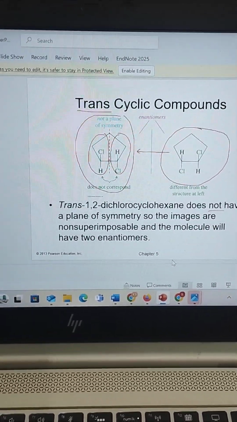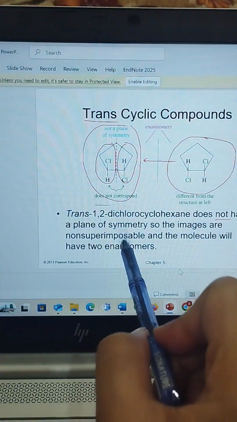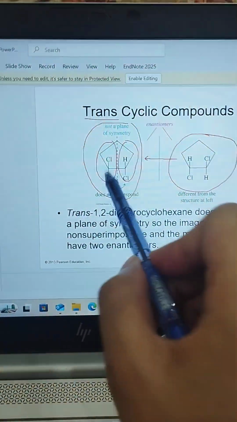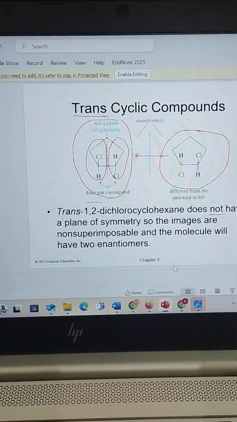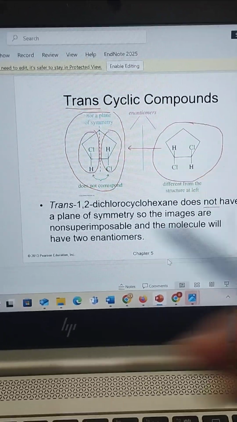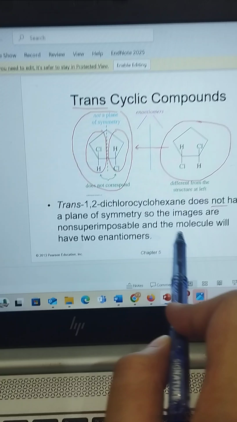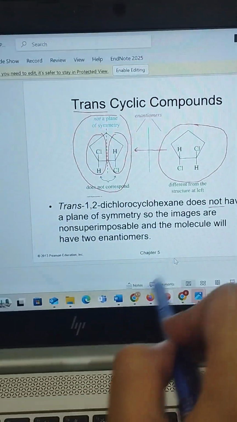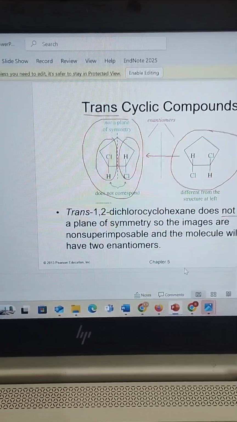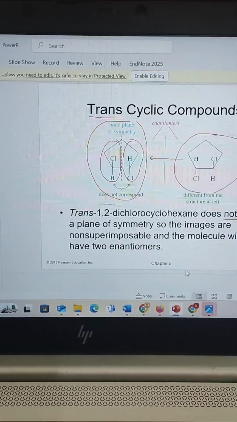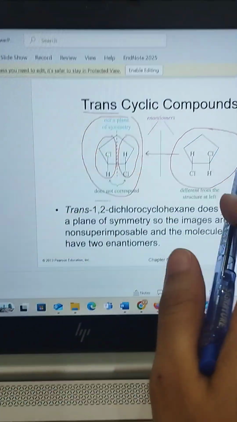And about the trans, if we apply the plane of symmetry test and cut the molecule into this half and this half, we see that these two sides of the groups are not similar to each other, they are different. So we will call it a chiral molecule. Trans-1,2-dichlorocyclohexane does not have a plane of symmetry, so the images are non-superimposable, and the molecule will have two enantiomers. What we have discussed is that if there is a chiral center, an absence of a plane of symmetry, and non-superimposable images of each other, then the two molecules would be enantiomers.